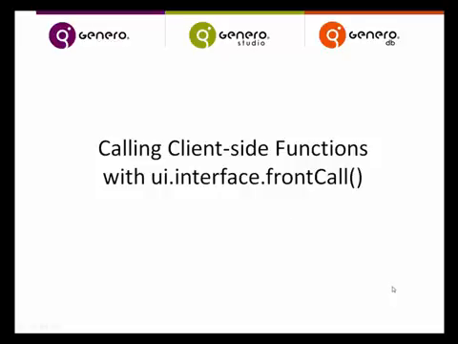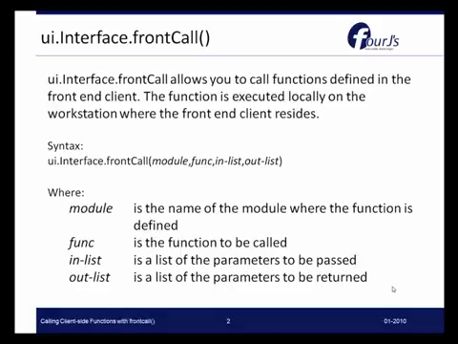In this video, we'll look at calling client-side functions with the method ui.Interface.frontCall. ui.Interface.frontCall allows you to call functions defined in the front-end client, typically the Genero desktop client. The function is executed locally on the workstation where the front-end client resides.